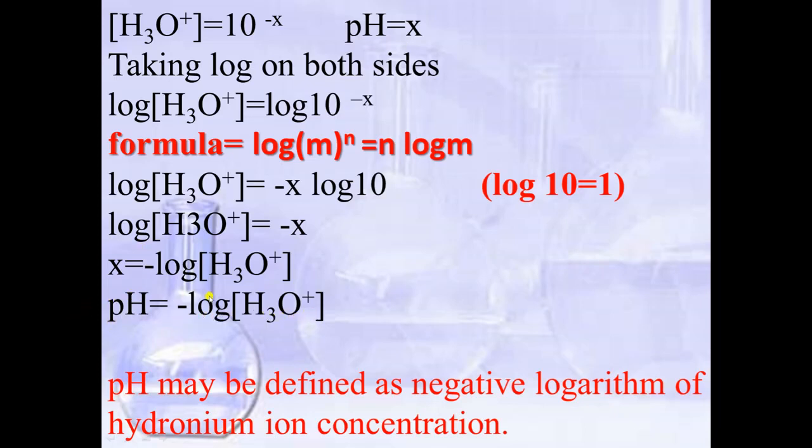So from this equation we will define pH. pH may be defined as the negative logarithm of hydronium ion concentration. Okay, the negative logarithm of hydronium ion concentration. And you will use this formula in numericals also. This is the concentration of hydronium ion and this is pH.